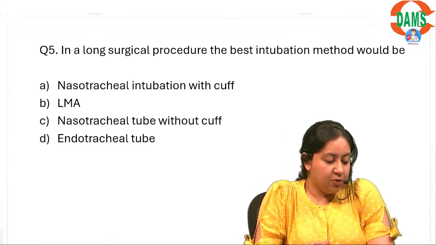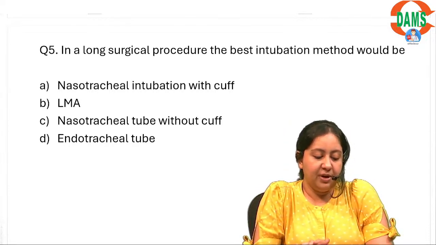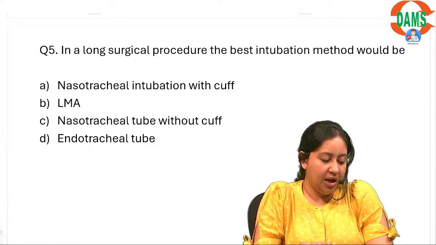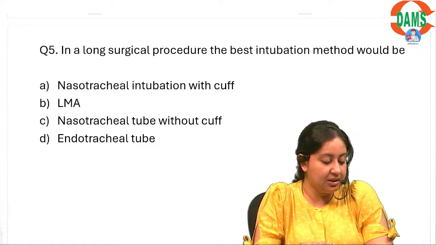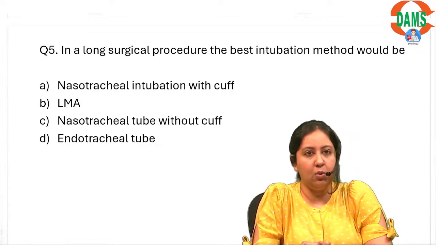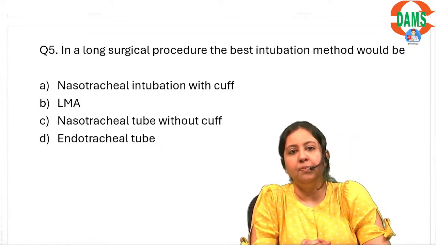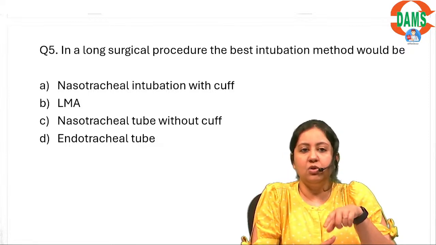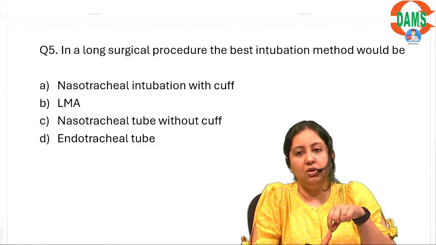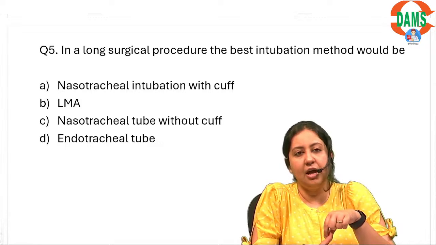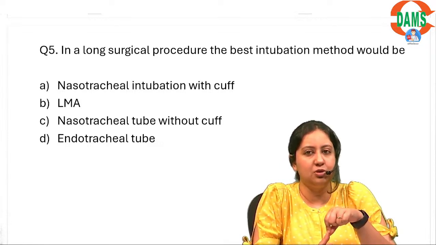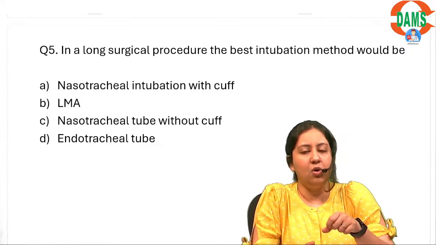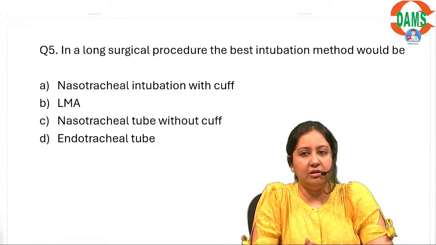So the next question: in a long surgical procedure, the best intubation method would be A, nasotracheal intubation with cuff; B, LMA; C, nasotracheal tube without cuff; and D, endotracheal tube. So this question was also asked on our group. I've answered it there, but I wanted to take this up a little in detail. That's why I've put this question over here. First, I'd like you all to answer, and then I'll explain a few points regarding this.